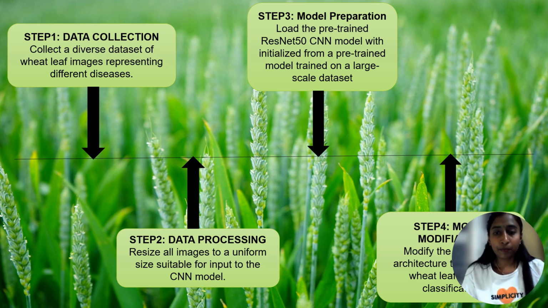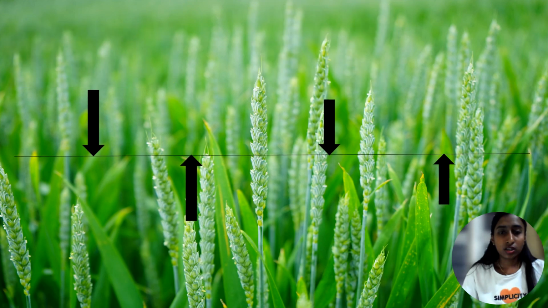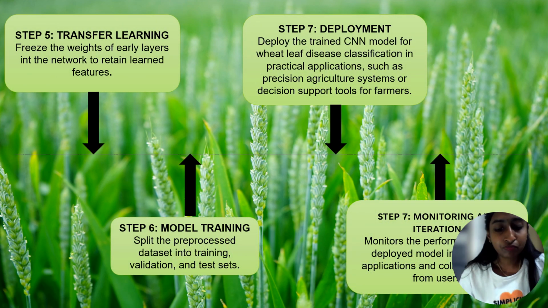The next is transfer learning. In transfer learning, we freeze the weights of the early layers in the network to retain learned features while fine-tuning the later layers for the wheat leaf disease classification task. The next is model training. We have to train the model so that it can classify the dataset which contains all types of disease classes of wheat leaf images. So it has to classify.